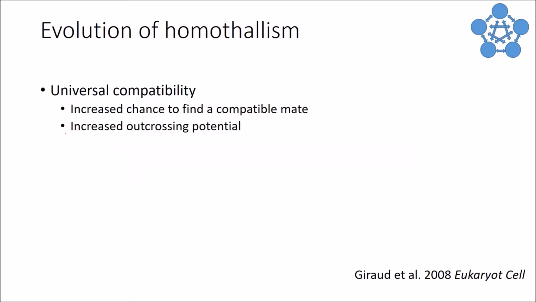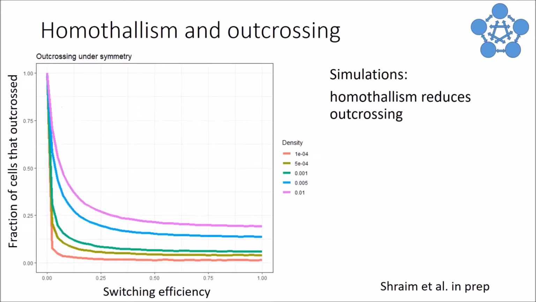The second one would be that increased outcrossing might occur if you're compatible with everybody. It's also possible that you are more likely to mate with someone who is not you. Well, actually, if you do some simulations, so we did some structured cellular automatons, and if you look at this under all circumstances, when you increase the amount of homothallism, so switching efficiency, we'll see a little bit later why this isn't a measure of homothallism, so it's sort of a proxy for homothallism. So the more homothallic you are, actually the less outcrossing there is. This is both relative as well as absolute.